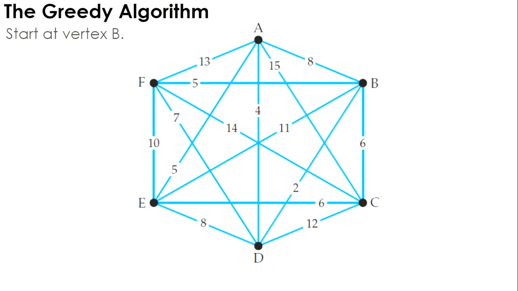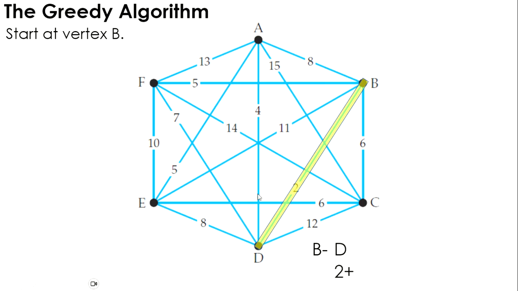Let's have another example. Let's try starting with vertex B again. B can go to A, F, E, D, and C. Of course, we're going to pick B going to D since it has only a weight of 2. So B going to D, that's 2. Then from D, you need to go to E, F, A, or C.